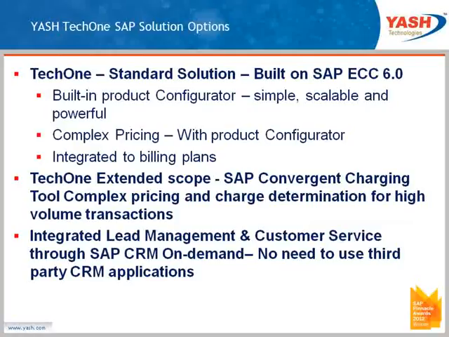On the standard solution, it's been built up on ECC 6 with the product configurator, which is simple and scalable as you have seen. It includes complex pricing with the configurator, and it is integrated to the billing plan. In the extended scope, as we talked about, the SAP Convergent Charging is a tool for complex pricing and usage-based processing of billing. It's specifically designed for high-volume transactions. We also have in the extended scope the integrated lead management and customer service through the SAP CRM On Demand, and we would not be required to use any third-party CRM applications if we use this specific solution.